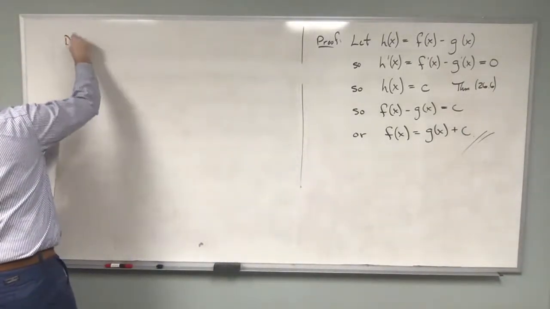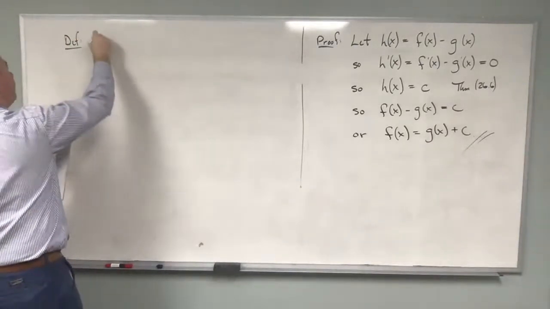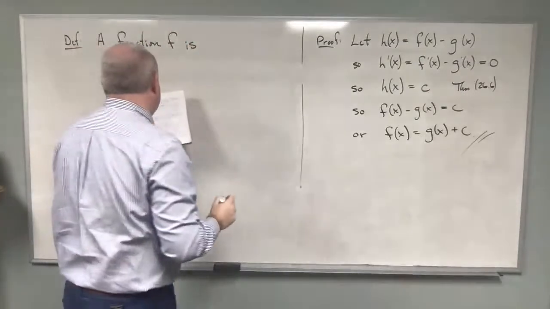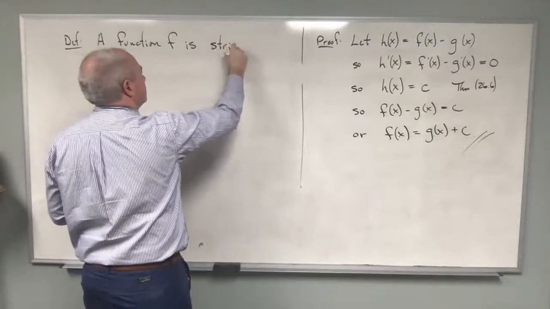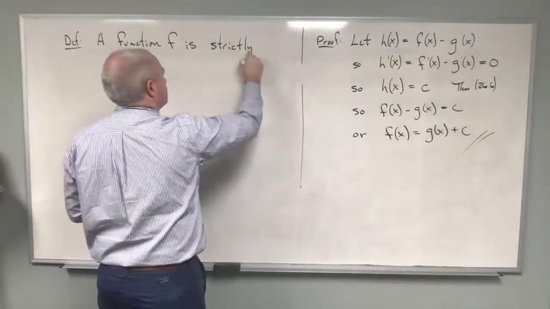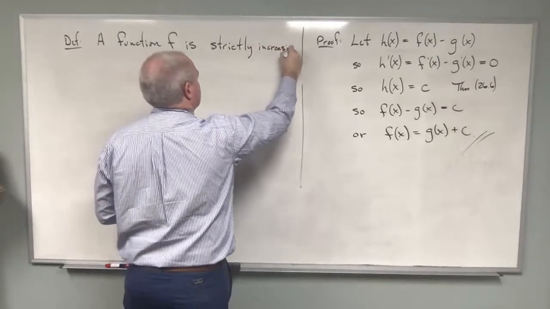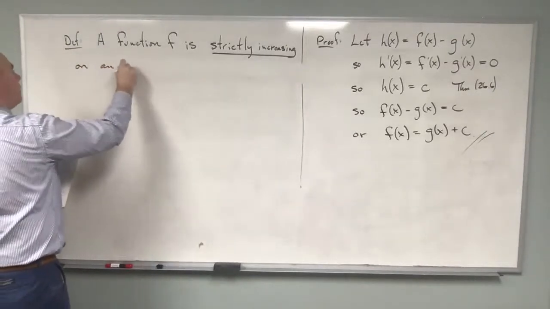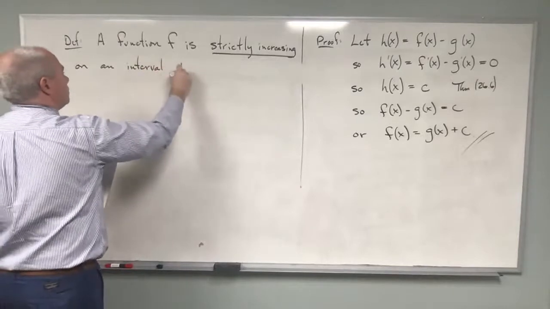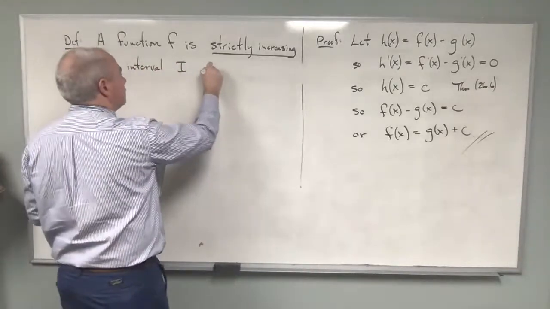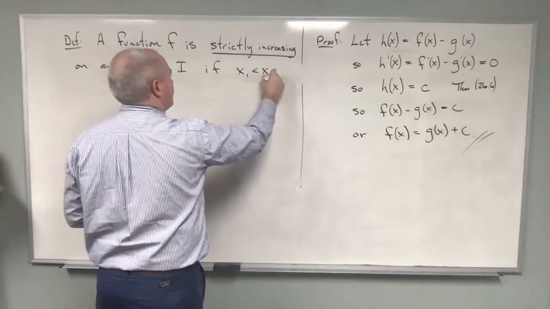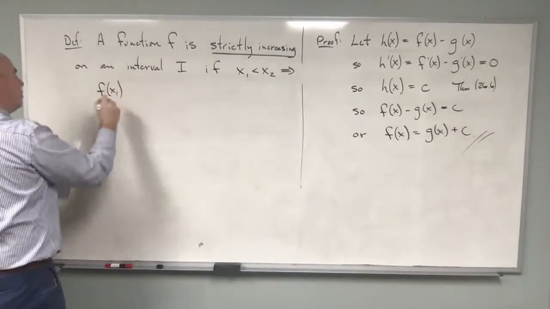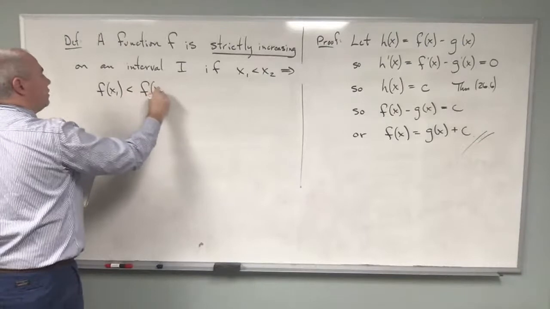So definition, a function f is strictly increasing on an interval I if x1 being less than x2 implies that f of x1 is less than f of x2.